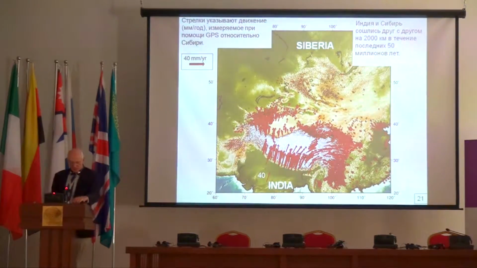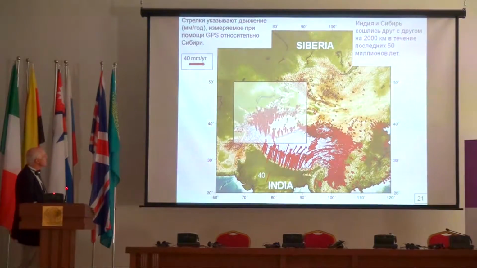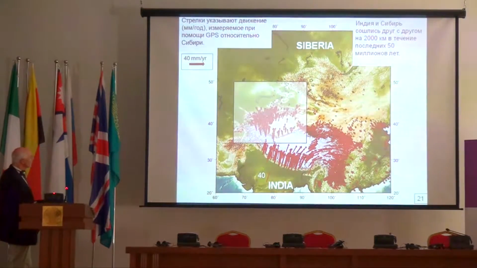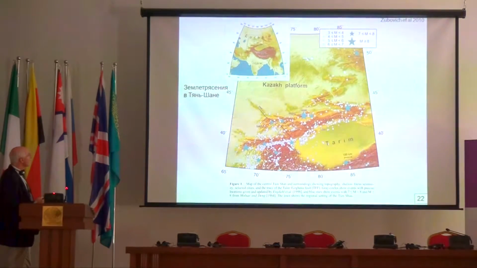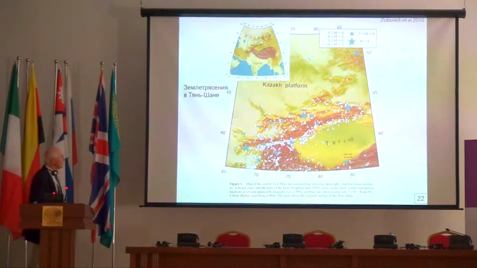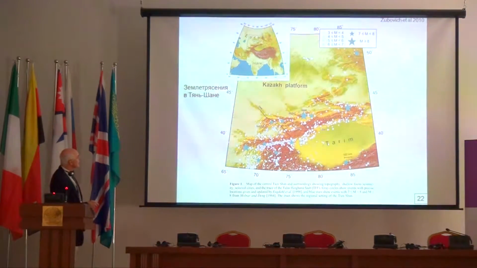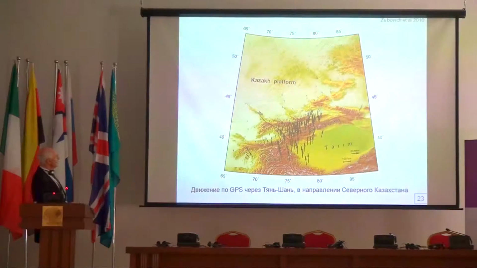So let us look a bit more closely at this region here. If we look at this region of the Tian Shan, this map shows the earthquakes here. This is Almaty here. The blue stars are big historical earthquakes since 1900. This is the earthquake in 1911. Here, if we look a bit more at the movement from the GPS, this shows the movement, and these arrows are about 20 millimeters per year.